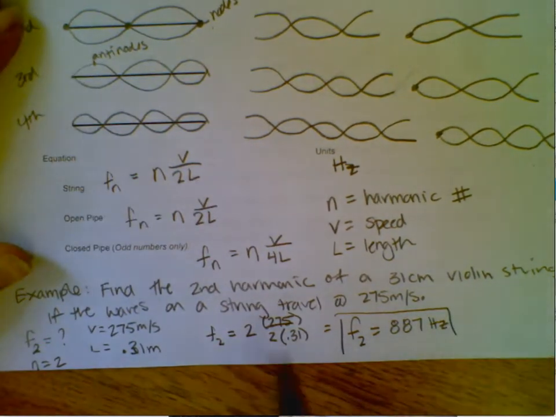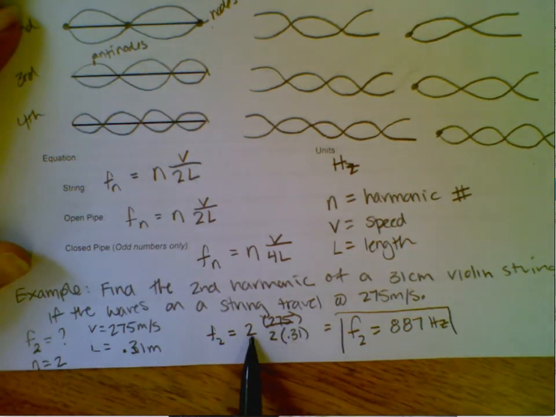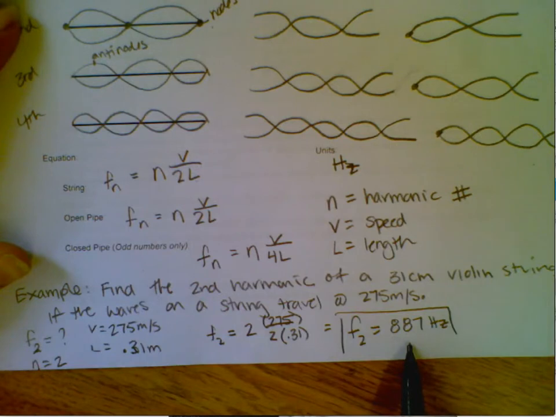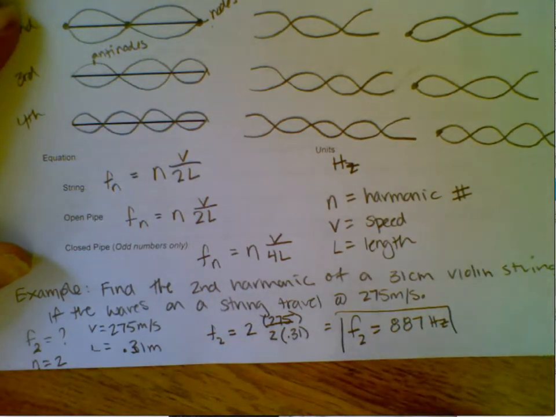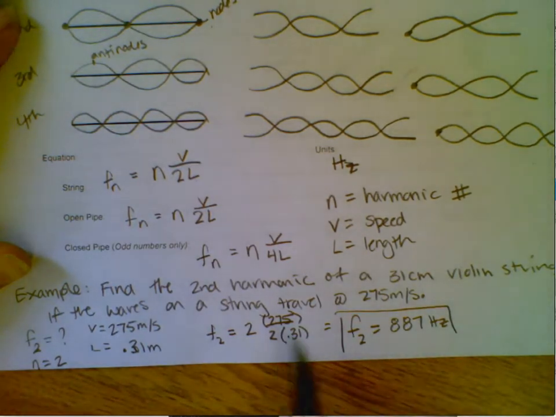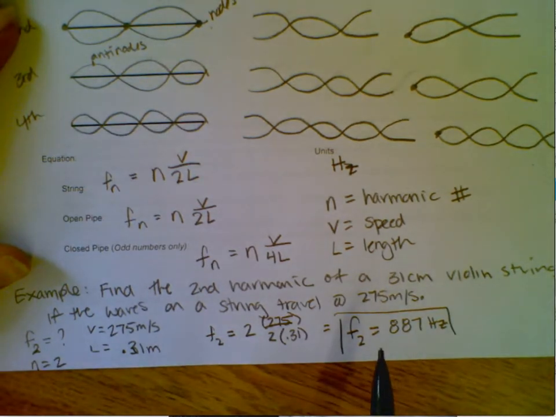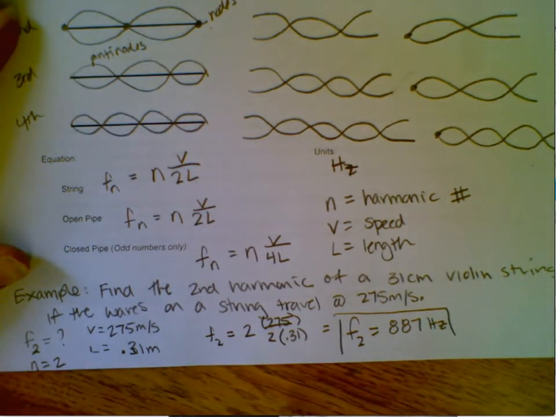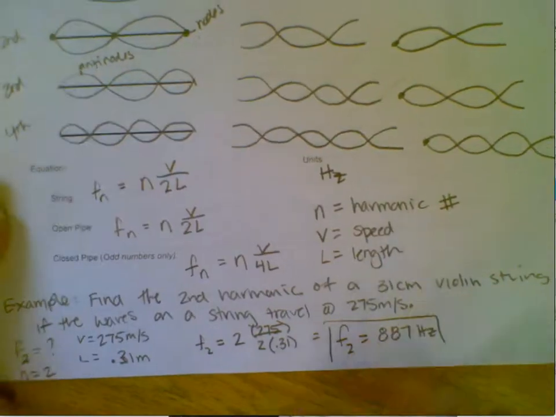Now, if you wanted the first harmonic, all that would happen is that this would stay the same, this would stay the same, this would change to 1. So basically this would just be divided by 2. So this would be 443.5. The third harmonic would be this plus 443.5. The fourth harmonic would be this times 2. So those are the natural frequencies of this string, with that length and that speed. All right, let's move on.